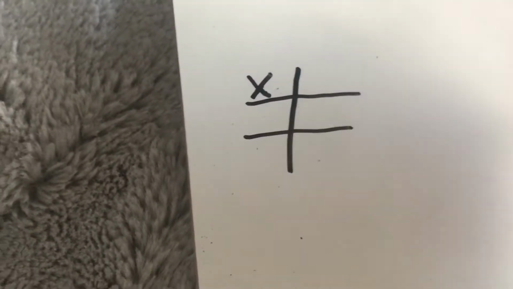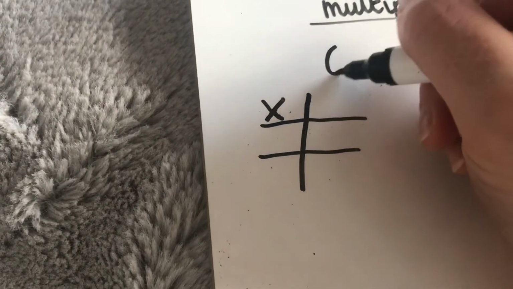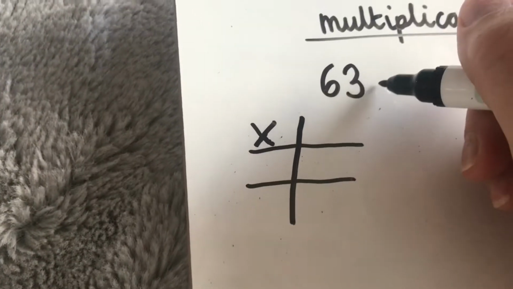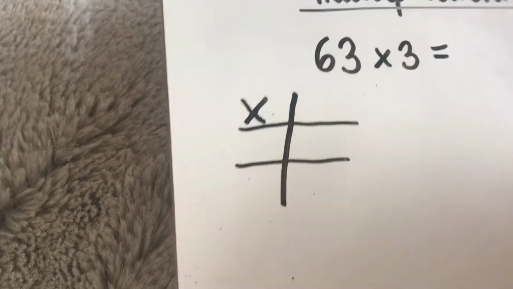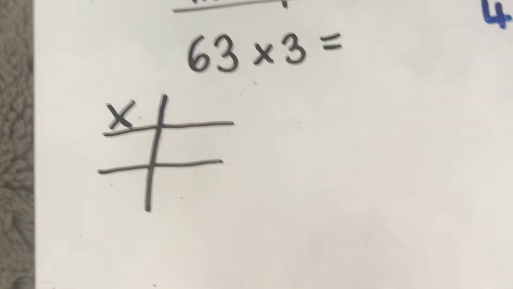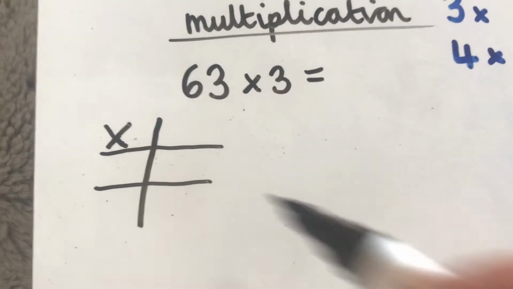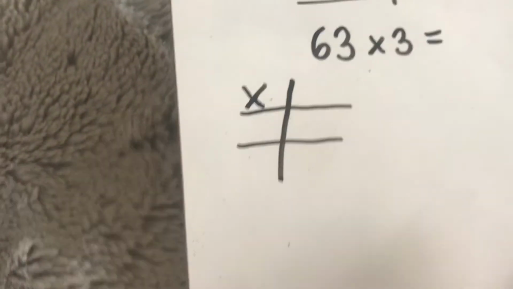Okay, so let's think of some numbers. So you could have 63 and we'll do multiplied by 3. So we can't do that in our head, probably, yeah? So what we're going to do is use this grid to help us find the answer, okay?